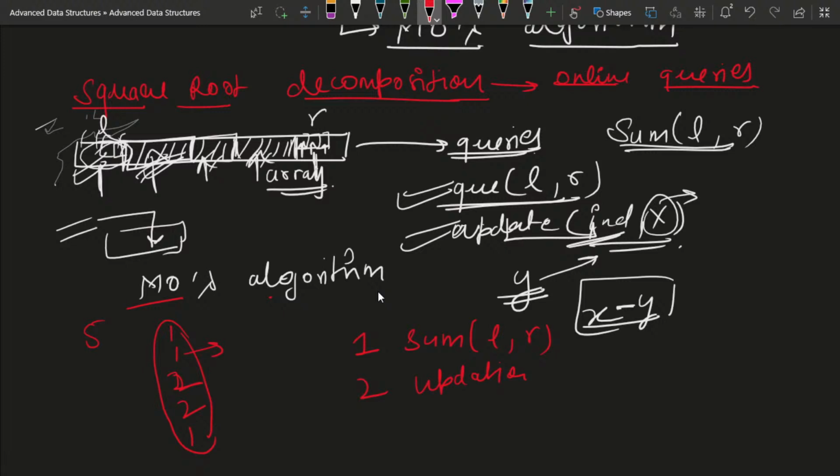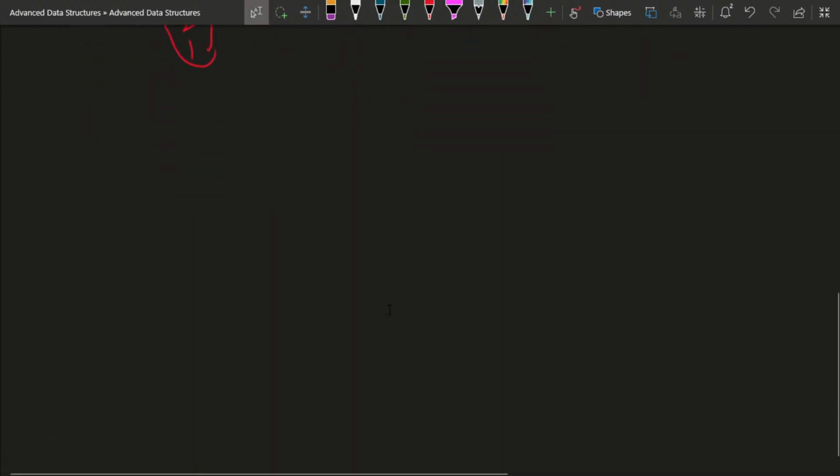What online query means is that we have to process the previous query before processing the i-th query. Suppose we are processing the i-th query, then at this point we must have calculated the result for the (i-1)th query. This is what online query means. But the algorithm we are going to discuss deals with offline queries. So the first thing we must note about Mo's algorithm: it is only applicable on offline queries.